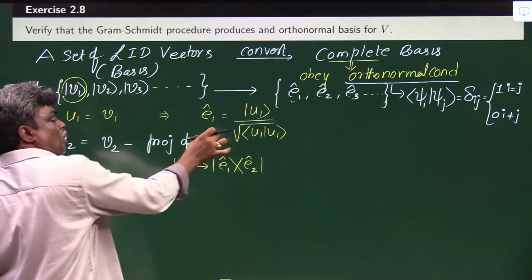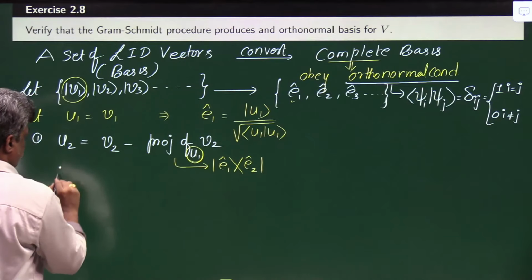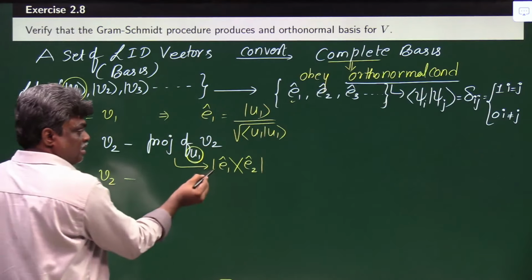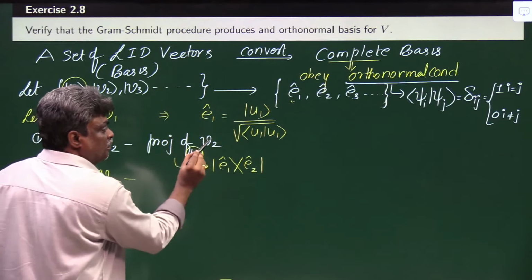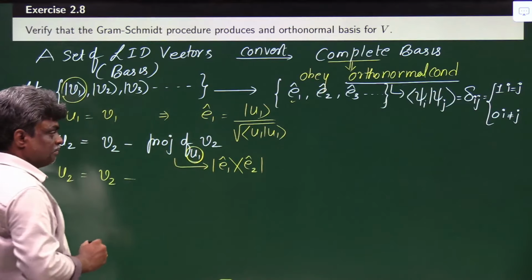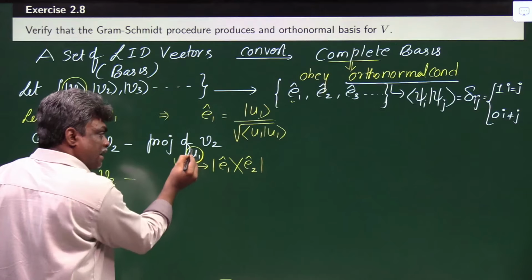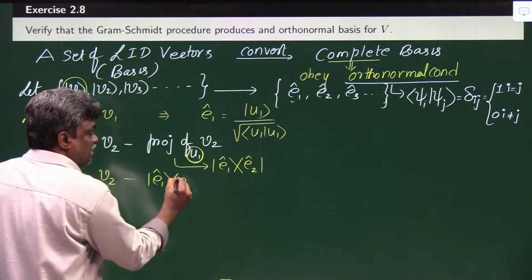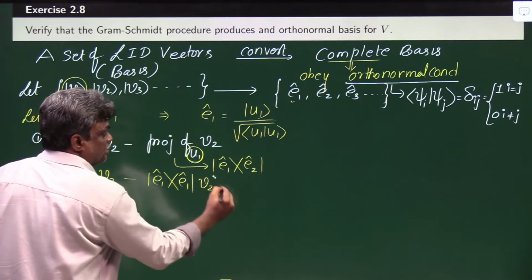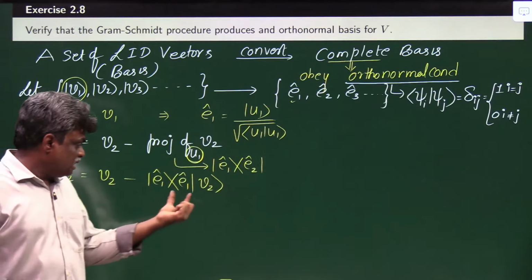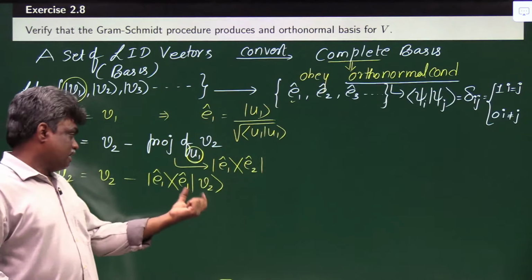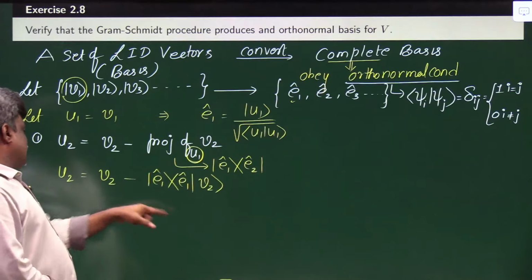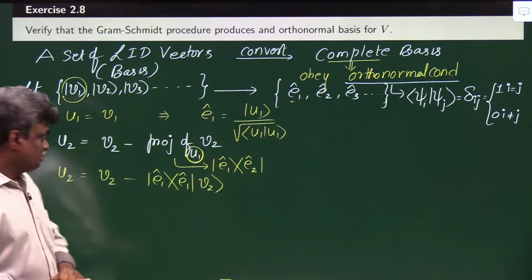So just take this and operate on v2, which finally gives u2 equal to v2 minus, one more time, the projection of v2 over u1. That means take the projection operator corresponding to u1, e1, and operate on v2. No need to get tension. Here you will get a scalar, and that scalar is multiplied with this e1, and you just subtract that from the second vector v2.